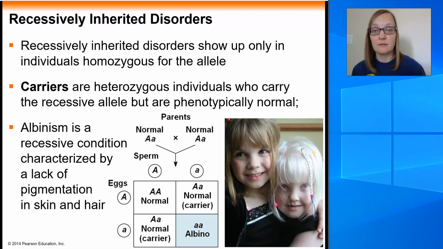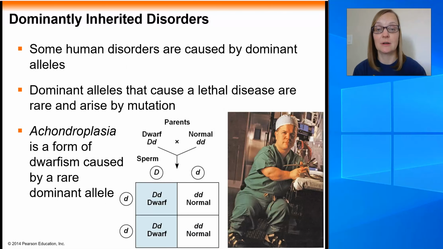The other group of genetically inherited disorders that humans can have are dominantly inherited disorders. Their inheritance pattern is a little bit different from the recessively inherited disorders, where you need two recessive alleles. For a dominantly inherited disorder, you just need that one dominant allele to show the phenotype of that disorder, to have the disease. Dominant alleles that cause lethal disease, meaning they kill you, are really, really rare and usually arise by just random mutation. But there are other less severe dominantly inherited disorders that are survivable.